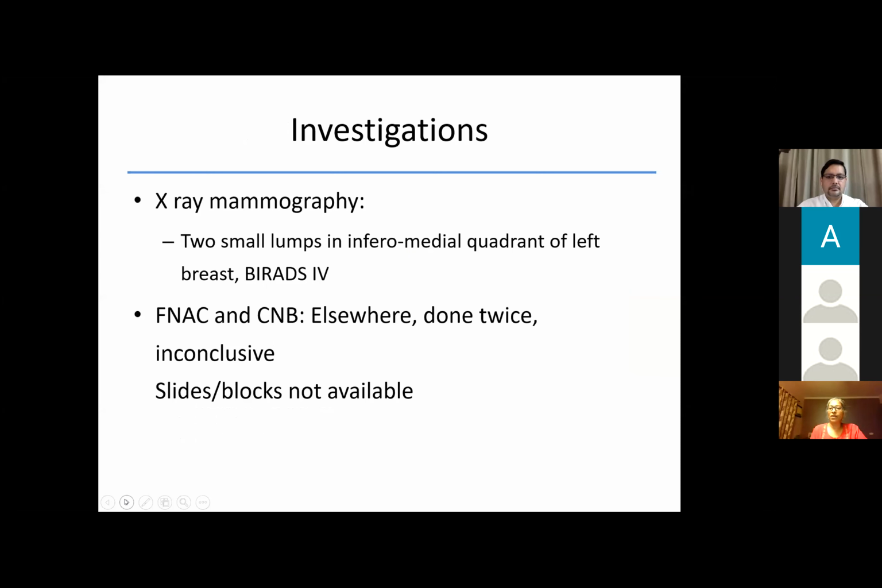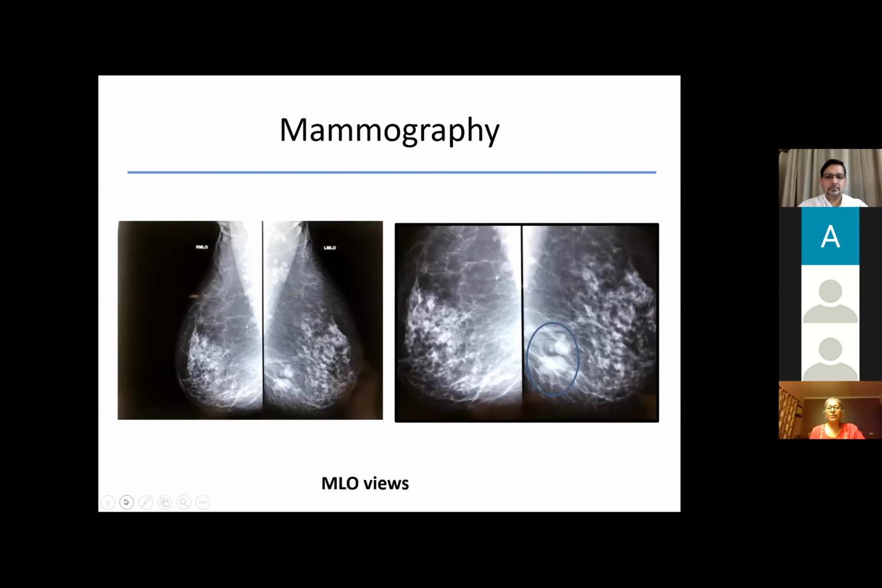So X-ray mammography was actually done where she was investigated previously. She had come from a public sector unit hospital and was referred for further management to us. X-ray mammography showed 2 small lumps in the inferior medial quadrant of the left breast, labeled as BI-RADS 4. She had undergone FNAC twice and core needle biopsy twice in that same hospital, and it was inconclusive. She did not carry any slides or blocks. So this is her mammogram.